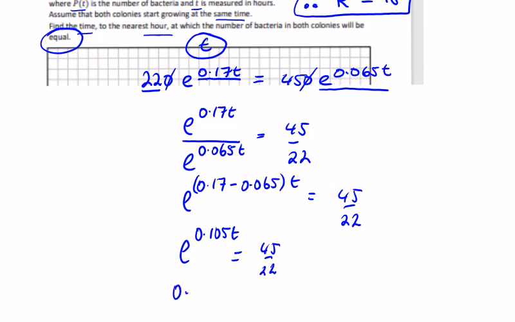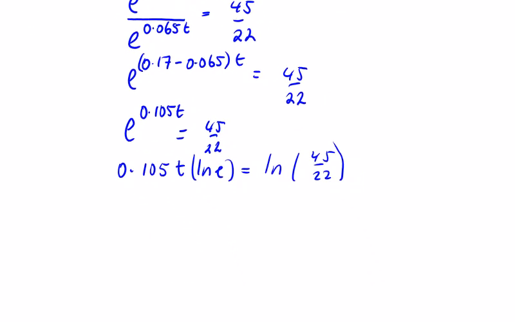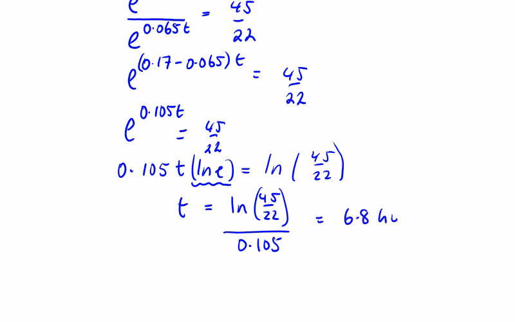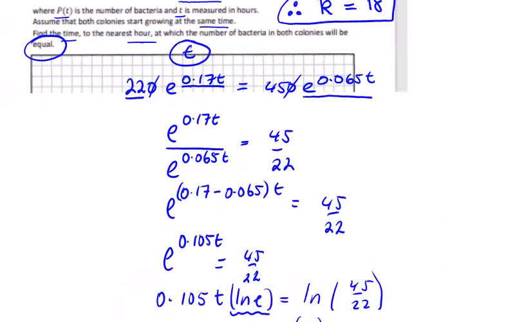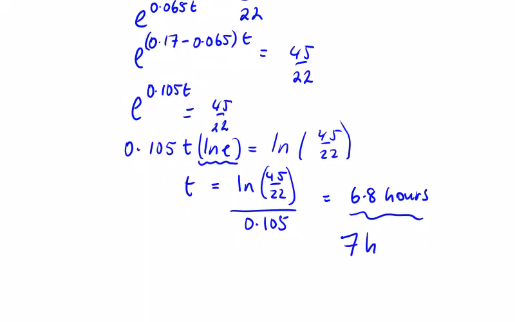So natural log of both sides. 0.105t by the natural log of e, which is equal to 1, is equal to the natural log of 45 over 22. Be careful to get the natural log of both sides, easy to forget. So t is equal to the natural log of 45 over 22, divided by 0.105, and that's going to be equal to 6.8 hours. And are we asked to the nearest hour? To the nearest hour. So we're looking at 7 hours until they are equal. End of 2020.